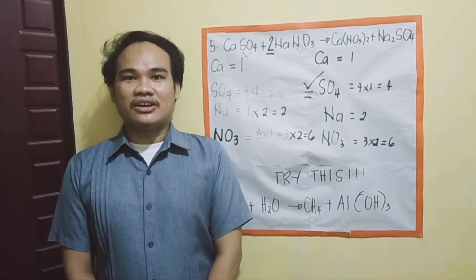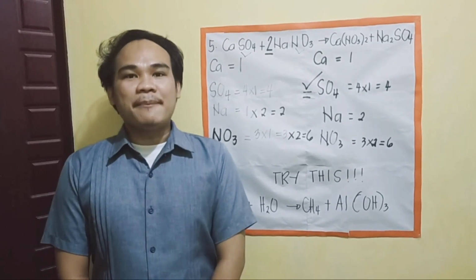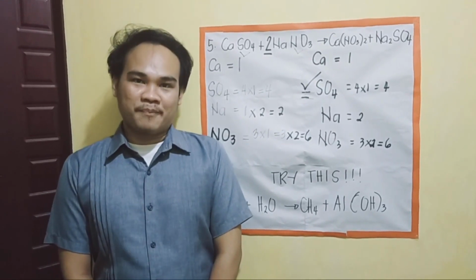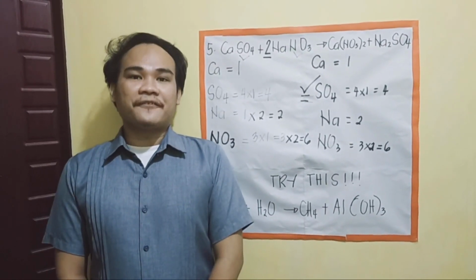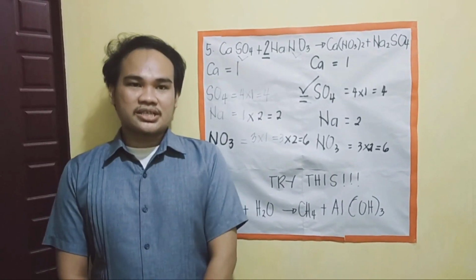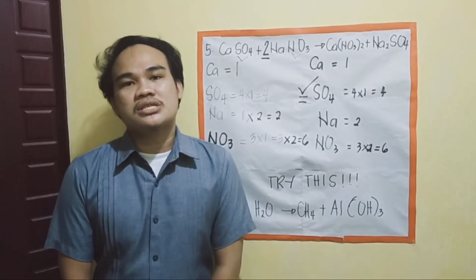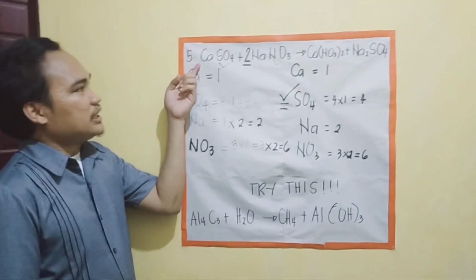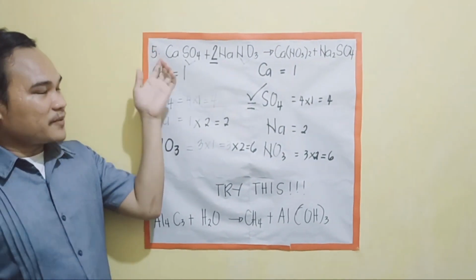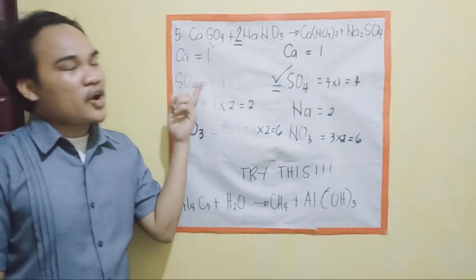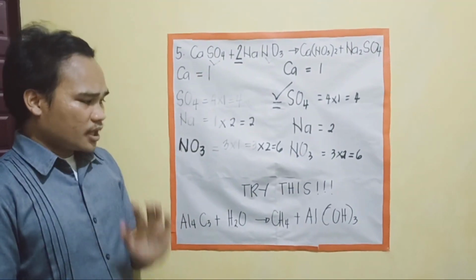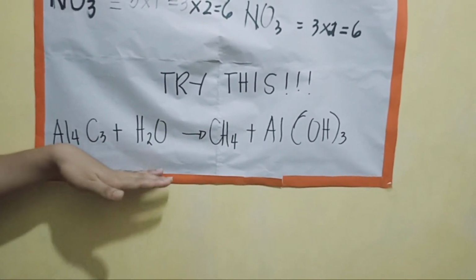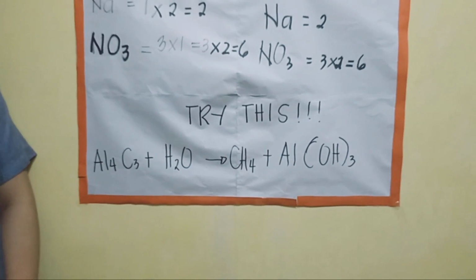Let's summarize how to balance chemical equations. Step 1, count the atoms on each side of the chemical equation. Step 2, only change the coefficient. Subscripts will not be changed. Step 3, dealing with polyatomic ions. Count the polyatomic ion as one item, just like what we did in number 5, because number 5 is composed of polyatomic ions. And then, try this chemical equation. Write your answer in the comment box.